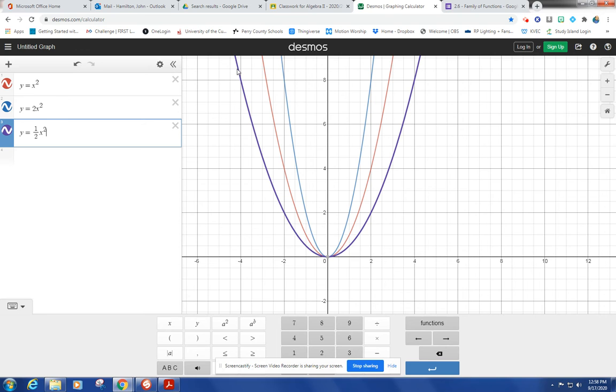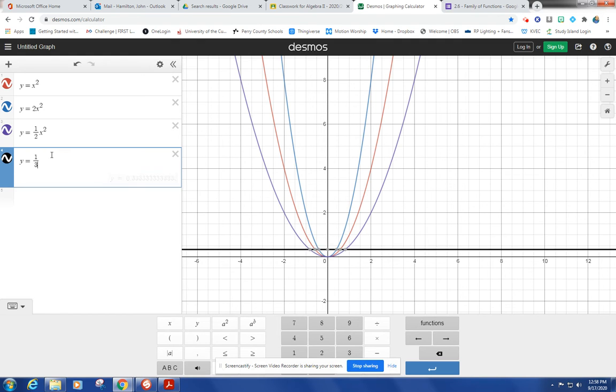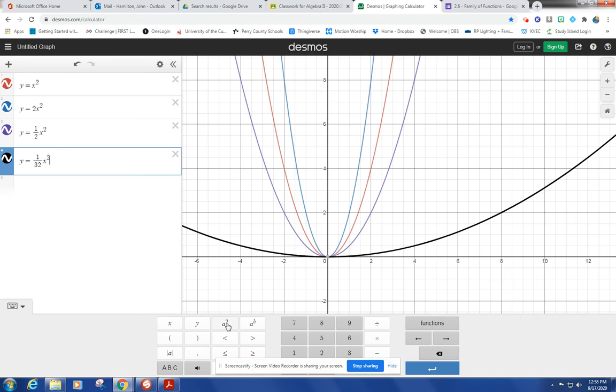Now all of a sudden, this thing is beginning to compress. So think about taking your arms and pressing them down to each side. But when you do that, you're flattening out. Okay, so that's basically what's happening with this graph. It just continues to flatten out. As a matter of fact, if I were to put in another one, let's make it really, really small. So 1 divided by 32 x squared.